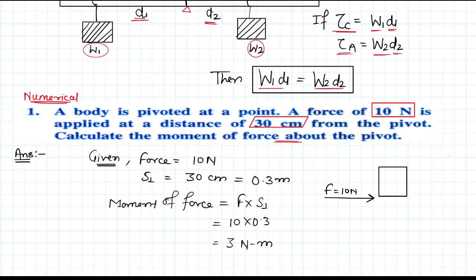So we have the formula for torque. Torque equal to force into distance. Force is given, 10 Newton, and the distance is given, 30 centimeter. So centimeter needs to be converted into meter, so it is 0.3 meter. Now we apply the formula, 10 into 0.3, so it should be 3 Newton meter. So this will be your answer.